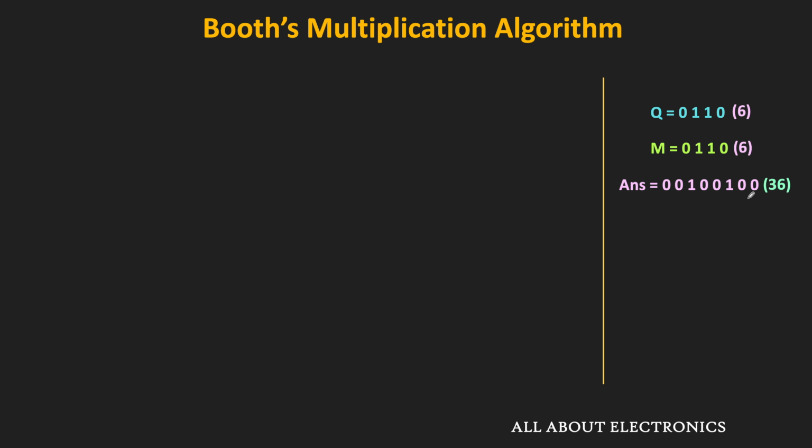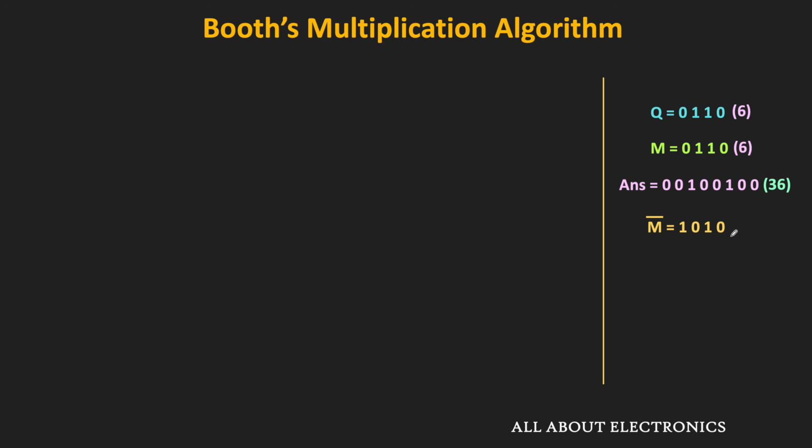So once again, since we might require the M bar, for that, let us also find the 2's complement of the M. So here, the 2's complement of the M is equal to 1, 0, 1, 0. And now, let us start the multiplication process.